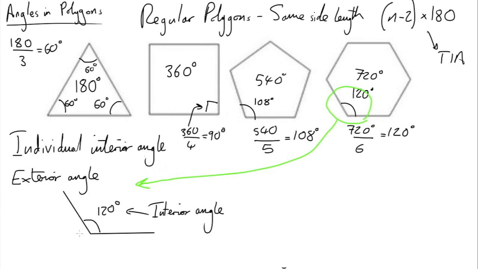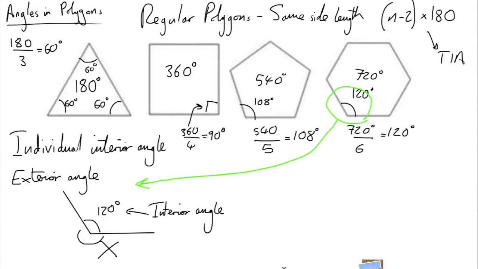So my exterior angle, you might be thinking, oh, it's all the way around here, that must be my exterior. No, that's not my exterior angle. My exterior angle doesn't go all the way around the outside. It actually goes off and follows the line of the shape. So if I continue this line here, I've continued that in a straight line. The exterior angle is actually this one. So this is the exterior angle.